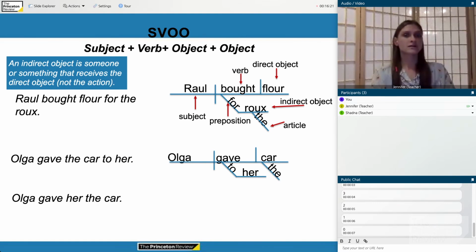Olga gave her the car. Well, that's the same thing as saying Olga gave the car to her, it just has fewer words in the sentence. So we would diagram this in much the same way as we did the previous one here. So let's take a look at what that looks like.